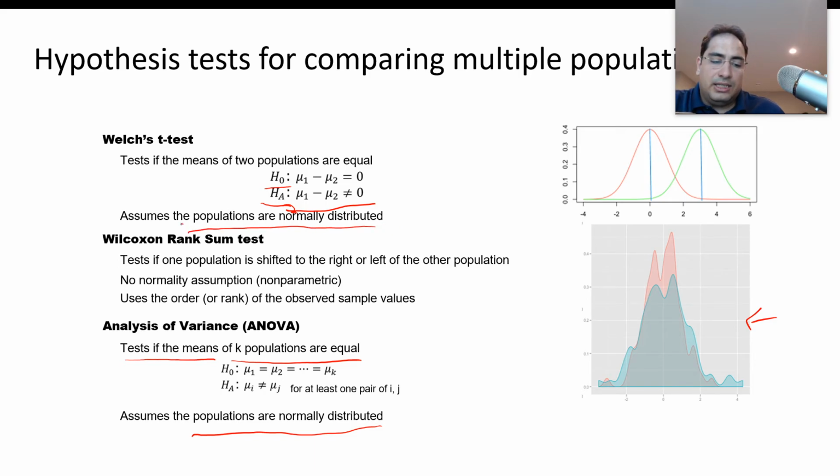So these are some actual tests. There's also a Wilcoxon rank-sum test, which uses the order of the observed sample, and it doesn't have any normality assumption. It's non-parametric. So these are some of the ways that you could use to see whether whatever you proposed is different from the previous version of something.